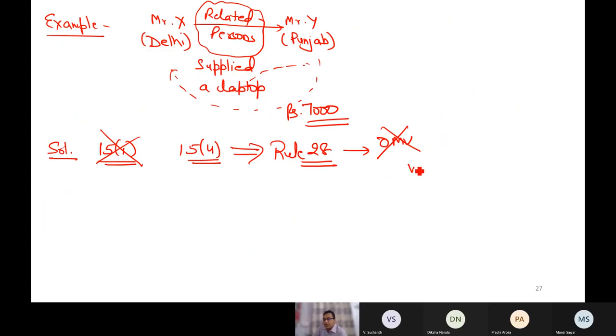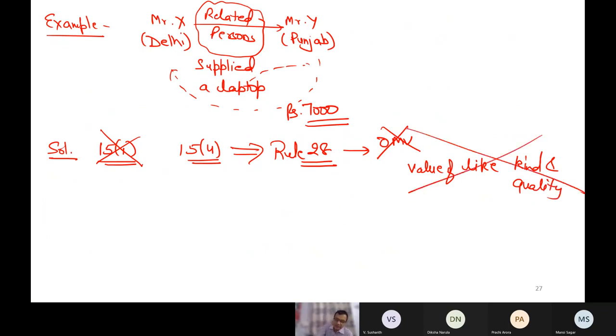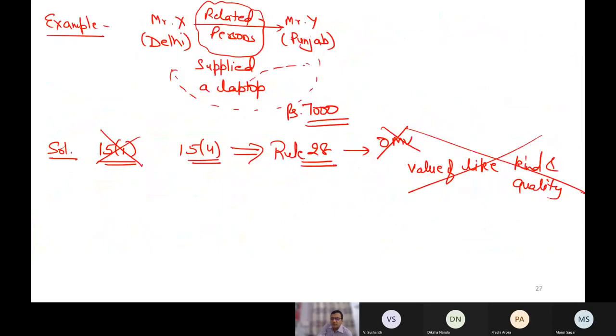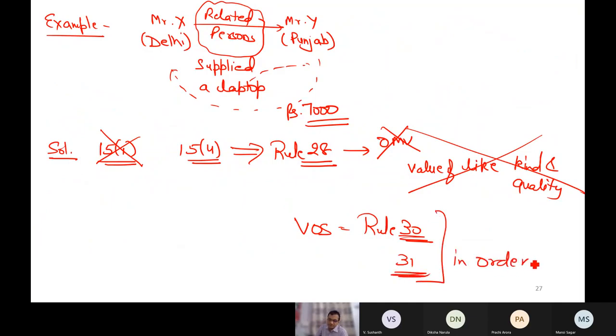If value of like kind and quality is available, that becomes the answer. If value of like kind and quality is also not available, then I have case 3. If value cannot be determined, then you have to determine the value. So I will determine the value of supply in this case by applying rule 30. If rule 30 does not give me the answer, then I will go to rule 31. That's it. This is one point.